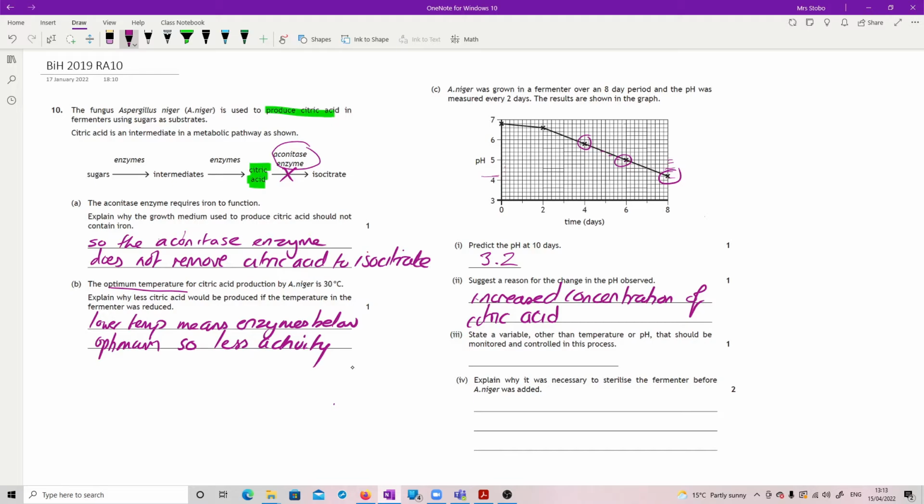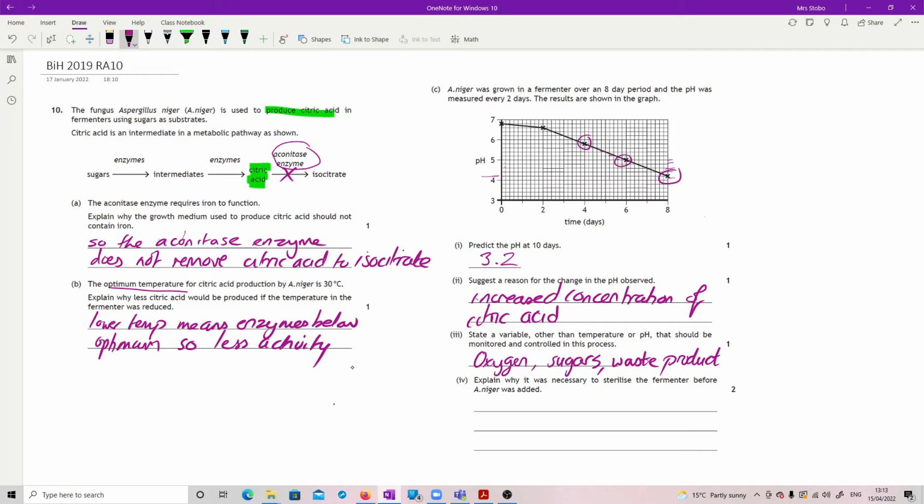State a variable other than temperature or pH that should be monitored and controlled in this process. So there are several ones that you could put in here. Oxygen's probably your best one, making sure that they're happy with the level of oxygen that you need in there. But you also could be monitoring the sugar level, because the sugars are your substrates that are going in at the beginning. You could also measure waste product production as well, because you want to make sure that they're healthy. It says any variable, so just something that is rational and reasonable in that process.